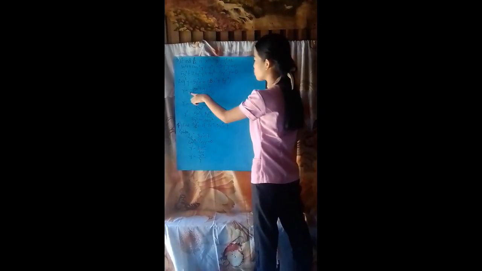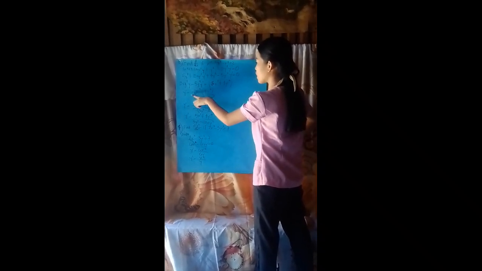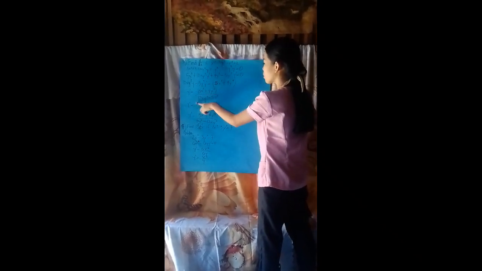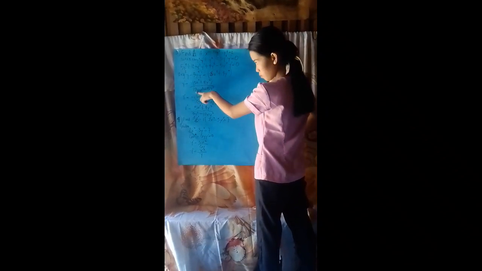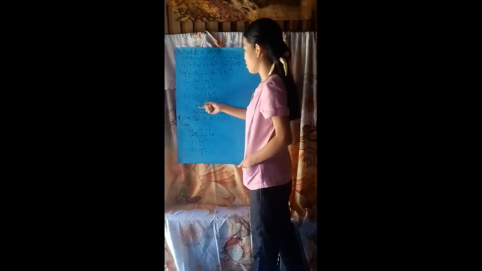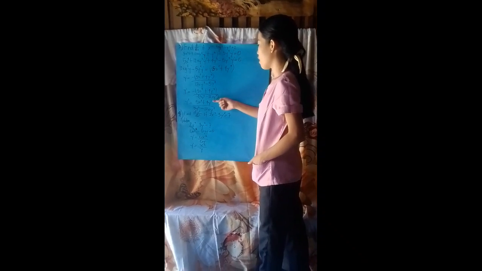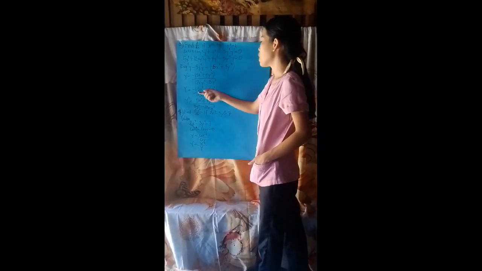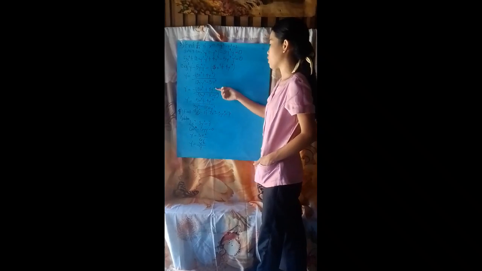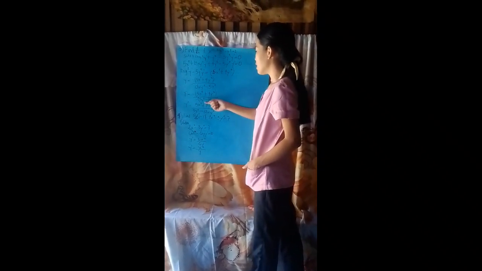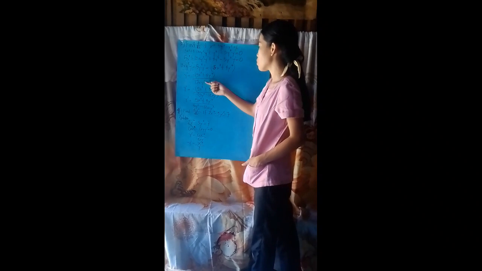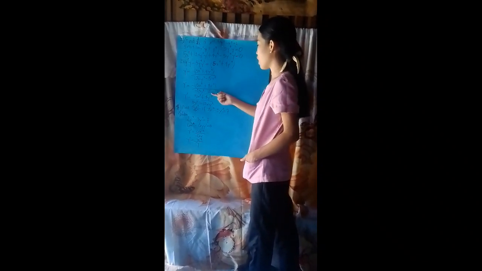So y prime is equal to the quantity of negative 5x raised to 4 plus 4y raised to 3 over the denominator 12xy raised to 2 minus 5y raised to 4. Then y prime is equal to negative the quantity of 5x raised to 4 plus 4y raised to 3 over, so the positive 12xy raised to 2, we will move it to the left side, so it becomes negative.